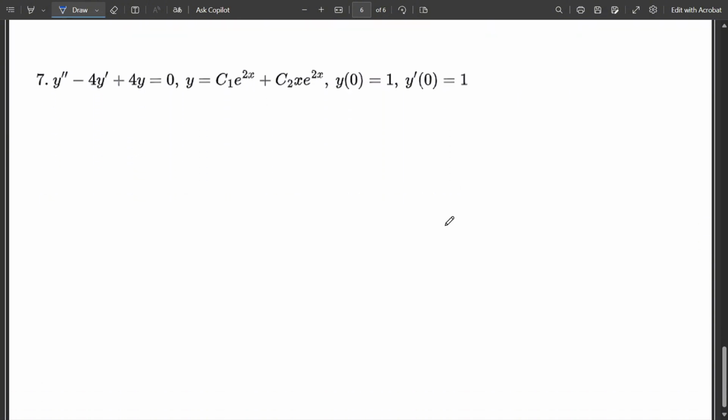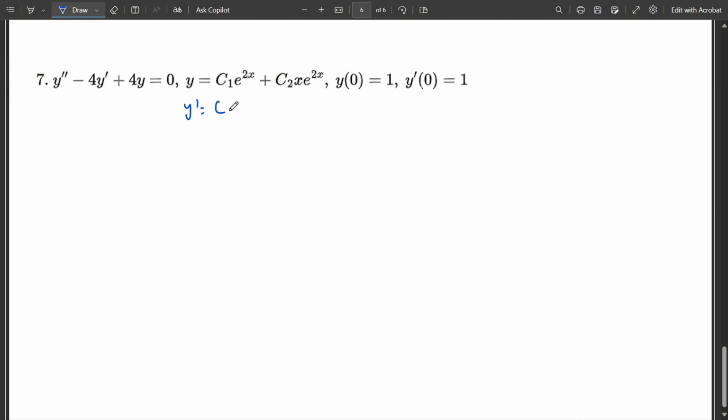Okay, our final question: y double prime minus 4y prime plus 4y equals 0, and y equals c1 e to the x plus c2 x e to the x. y of 0 equals 1 and y prime of 0 equals 1. And you can see this is second order.